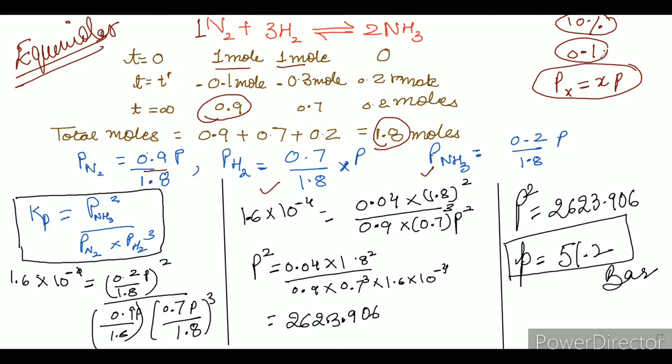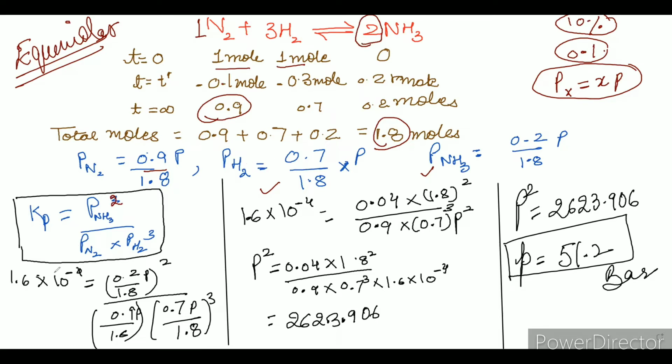Now what is the formula for Kp? The formula for Kp will be P of NH3, that is the pressure of product, divided by the pressure of reactants, raised to the power of their stoichiometric coefficients. What is the stoichiometry over here? In front of ammonia is 2, so the power over here is 2. For nitrogen, it is 1, so there is no power, or you can say there is power 1. And for hydrogen, it is 3.